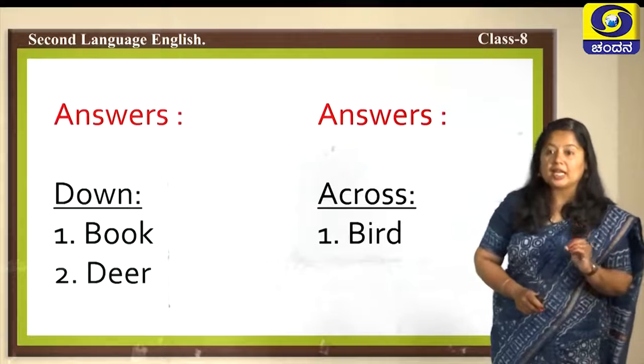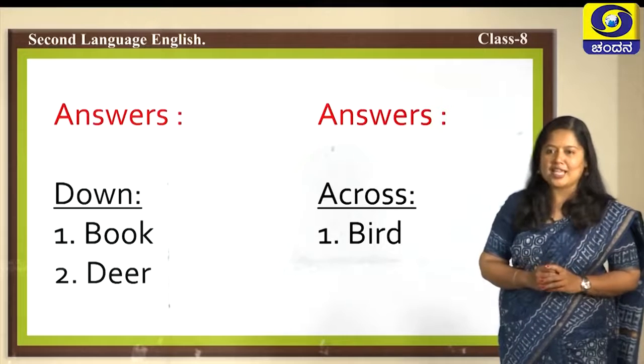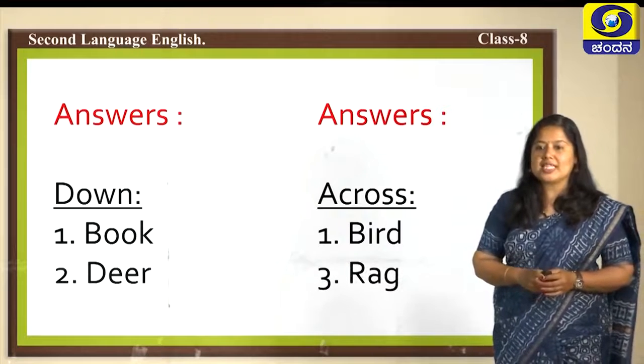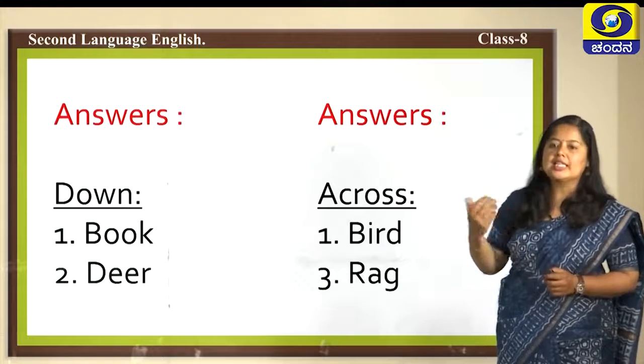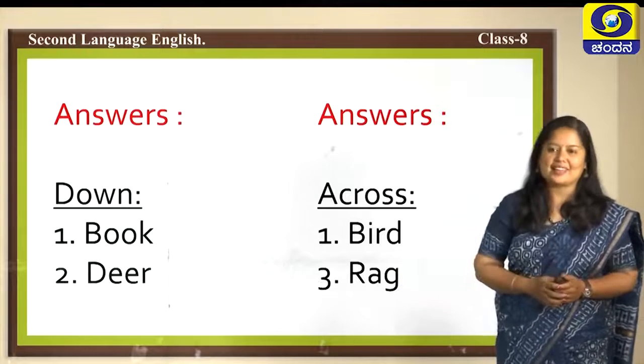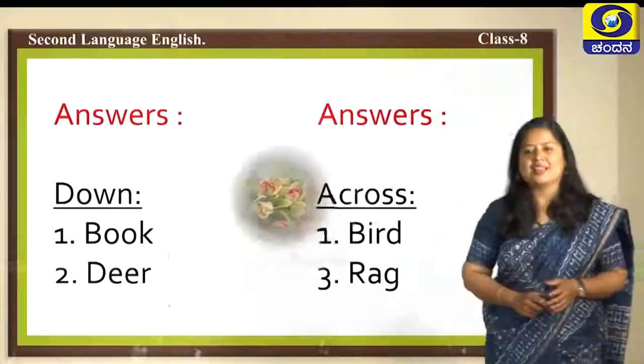Chirping and flying creature around us is who? Bird, obviously, cannot be any other animal. So, I asked you for the synonym of the waste. What is it? Waste product is also called rag. So, this is your answer. I hope you are noting it down.